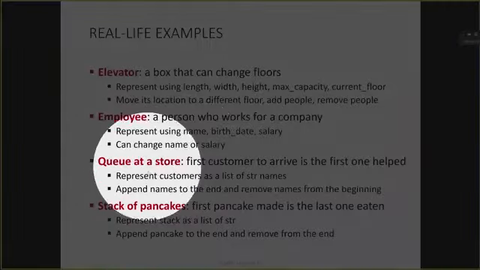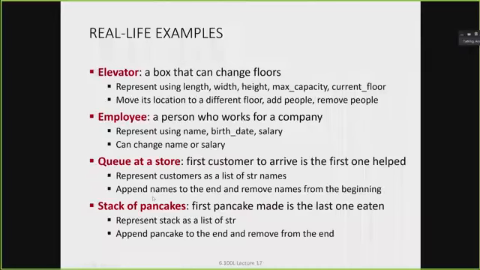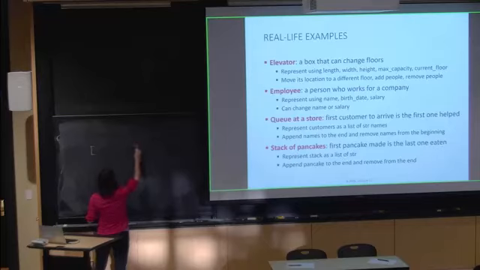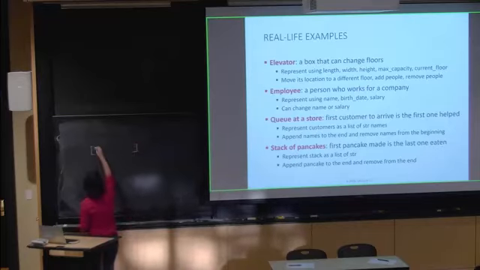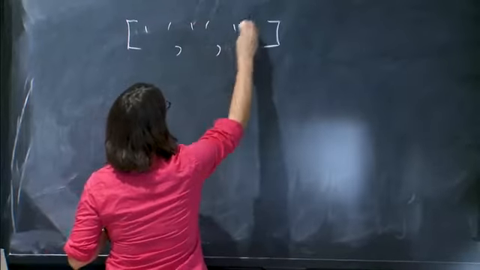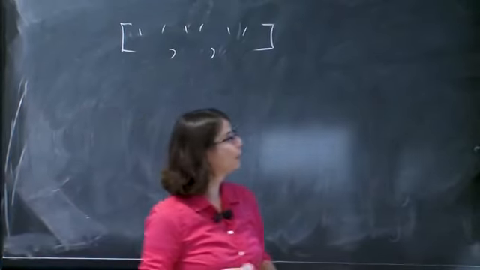A queue at a store is also a really nice example, and it kind of goes hand in hand with a stack of pancakes. How would you represent a queue at a store? Well, the representation isn't going to be a set of things. The representation could be something really simple, like just a list, which is fine. So maybe the list will have some strings with the names of the people who are currently in the queue at a store.